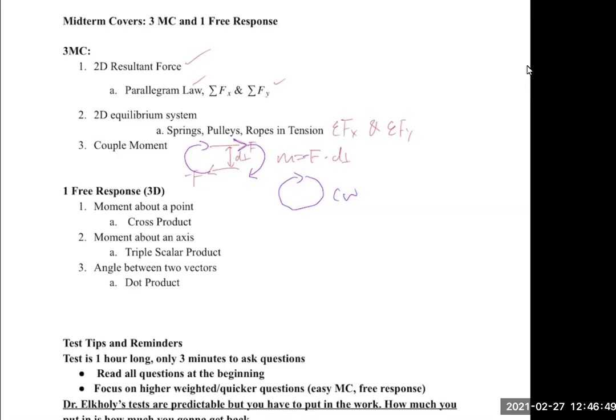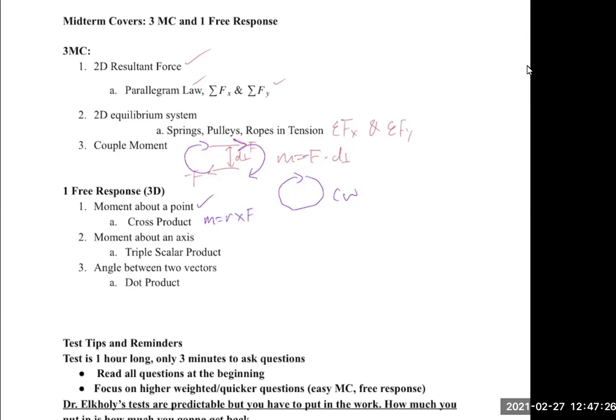The free response is going to be a 3D moment problem. His free response usually asks 4 or 5 parts. It's one big problem with 4 or 5 parts, and each part is based upon the previous one, so you have to solve the previous one in order to do the next one. He will ask you something about the moment about a point. When he asks you for the moment about a point, it's nothing but the cross product, M equals r cross F.